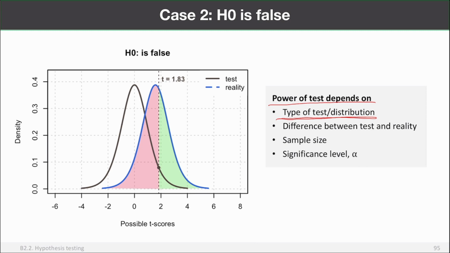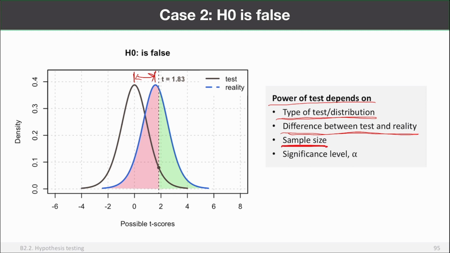We use t-distribution, but it's important to know about that. Also, it depends on the difference between the test and the reality. So it's a distance between these two peaks, right, between these two curves. The farther reality goes from the test, the more likely, of course, we will be able to see it, the more likely we will be able to reject the null hypothesis.